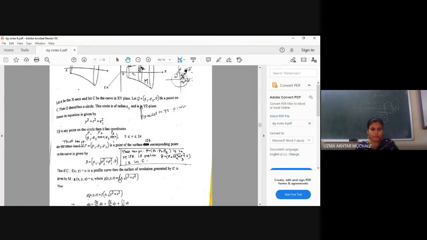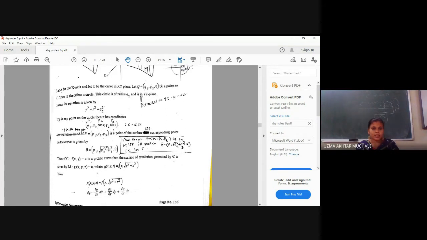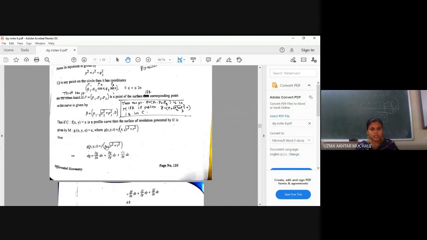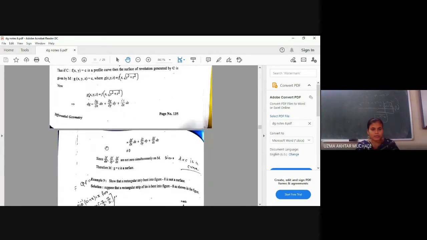Initially we have f of x, y. So instead of y, we can write the square root of y square plus z square. How have we written this square root of y square plus z square? With the help of this equation, y square plus z square is equal to q2 square. Next, you just have to find out g, as g is nothing but your f. G is written with the help of f, hence we have found this.